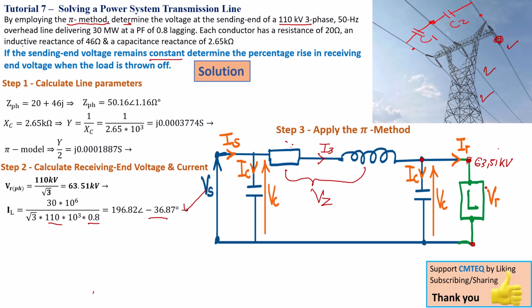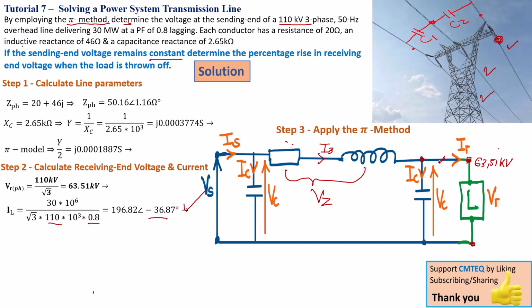Okay, but now they say when the switch is turned off, basically when the load is disconnected, this receiving end voltage is going to rise to a specific percentage. You need to find that percentage rise. That's the question. So what is the principle?